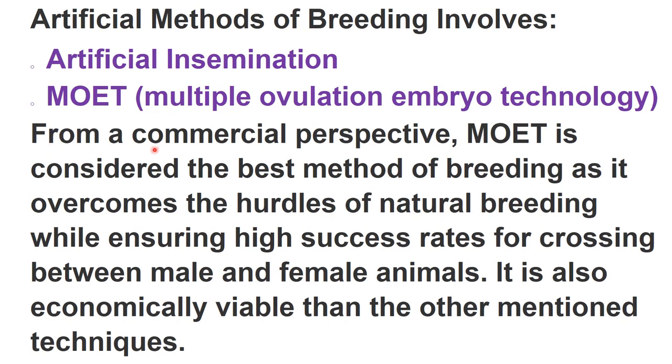Now, from a commercial perspective, MOET, that is multiple ovulation embryo transfer technology, is considered the best method of breeding as it overcomes the hurdles of natural breeding while ensuring high success rates for crossing between male and female animals. So there are more chances of successful breeding by MOET. It is also economically viable compared to other mentioned techniques.